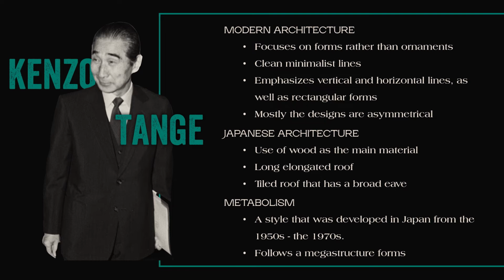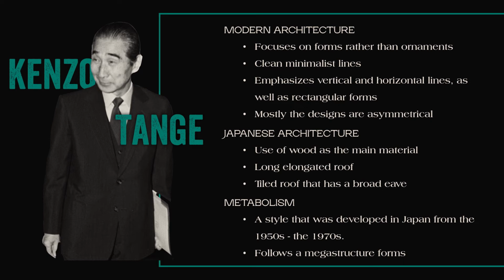Kenzo Tange's architectural styles include Modernism, which emerged in the 20th century. In contrast to idyllic revival structures, modernist architecture focuses more attention on form rather than ornament, values structure and materials, and makes clever methodical use of space. The characteristics of modern architecture are clean minimalist lines, emphasis on vertical and horizontal lines as well as rectangular forms, glass walls, and large windows. It uses modern and traditional building materials such as concrete, glass, steel, iron, wood, stones, and bricks. And lastly, most of the designs are asymmetrical.